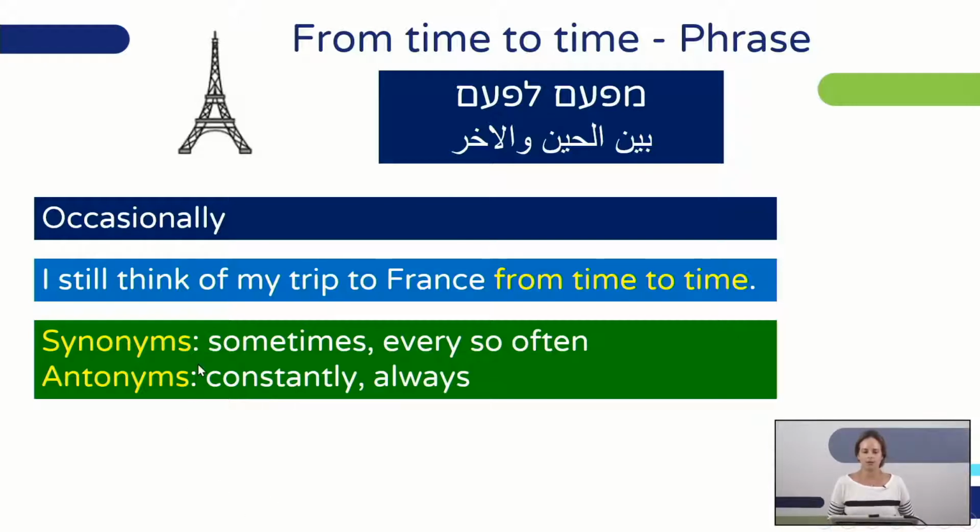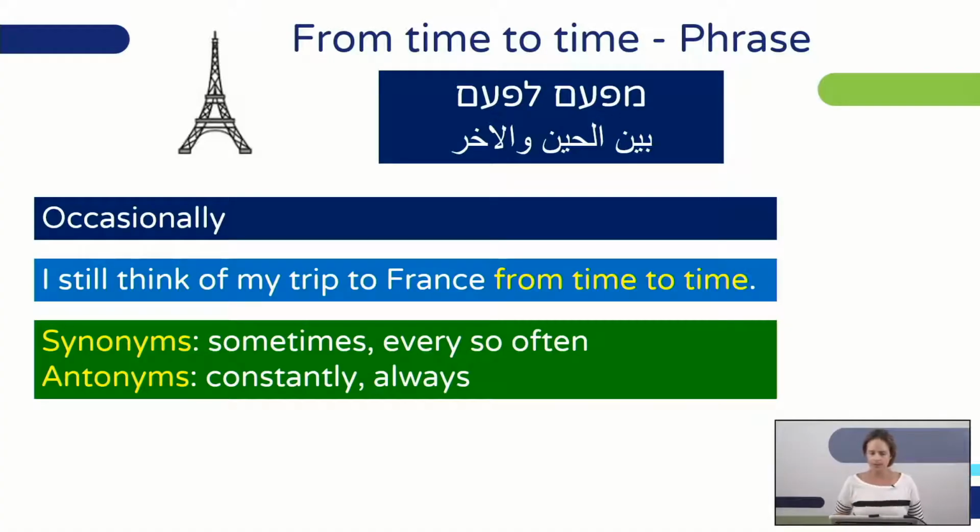Synonyms for the phrase from time to time would be sometimes or every so often. Or even you can say once in a while. Antonyms for this phrase would be constantly, always, or you could also say never, okay?